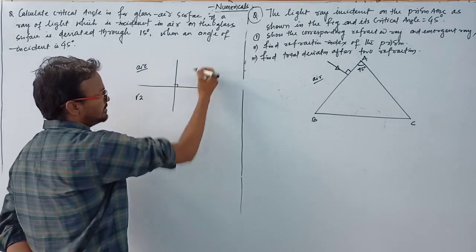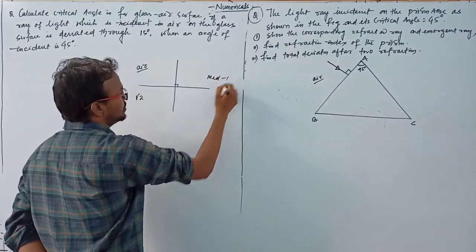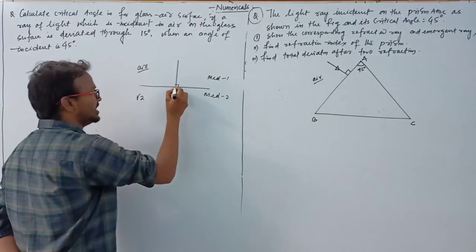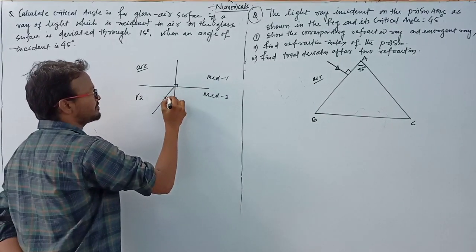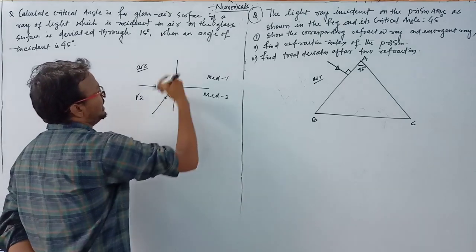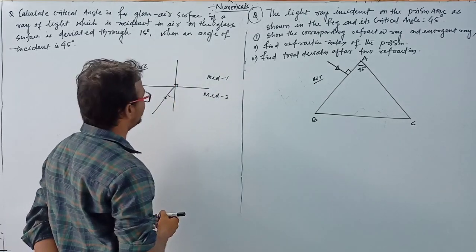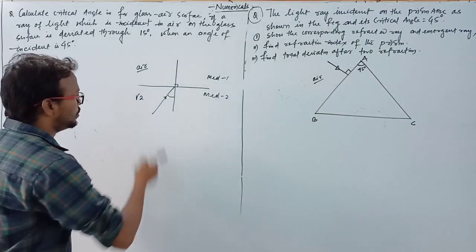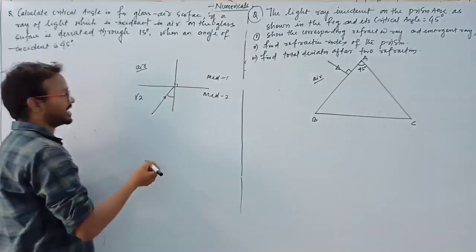This is the interface separating two media. Suppose this is medium 1 and here that is medium 2. Now the incident ray is traveling in this medium, clear, in the air medium. Now we have to find the critical angle in this case. So what is critical angle? Here we have to use sign convention.